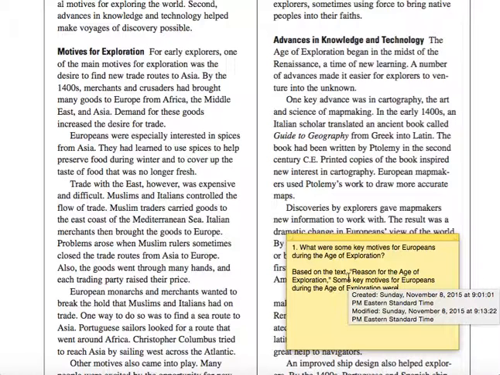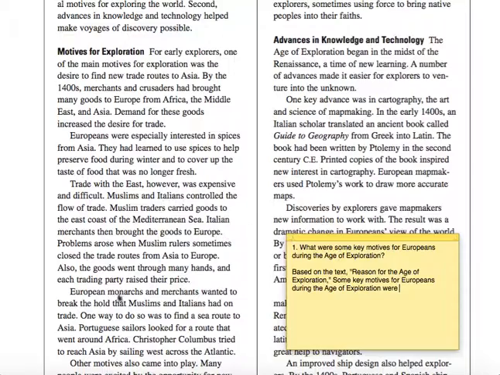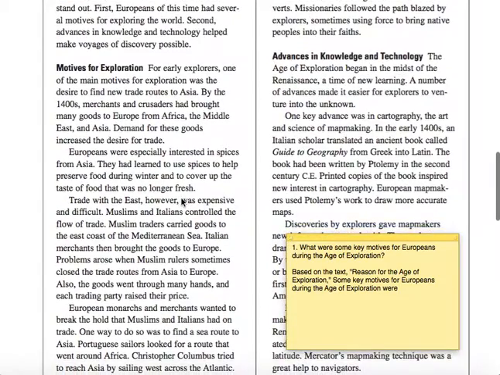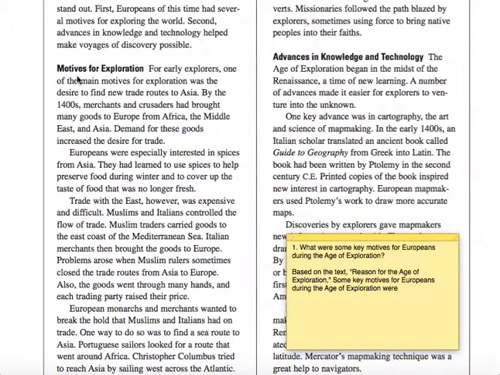Okay, so now I need to go back and find out what the motives were. Find my proof. I need to find my answer and my proof. So I know from reading here, I'm going to go back and reread and find out what some motives were. So starting under here, motives for exploration. For early explorers, one of the main motives for exploration was the desire to find new trade routes. Well, there's one of my motives. So let me go ahead and write that down while I have it.